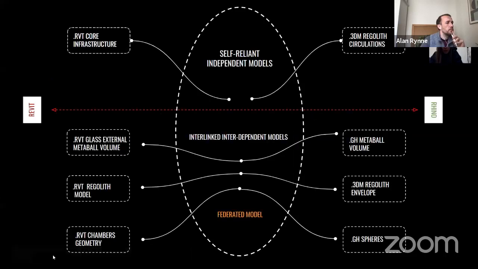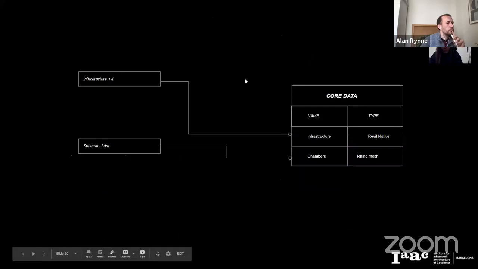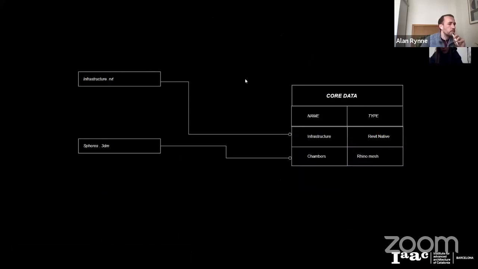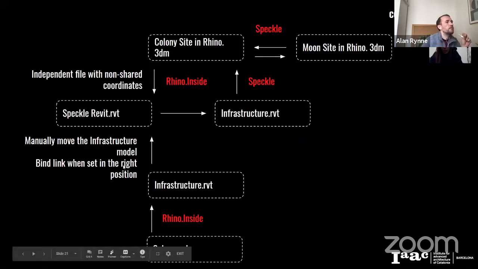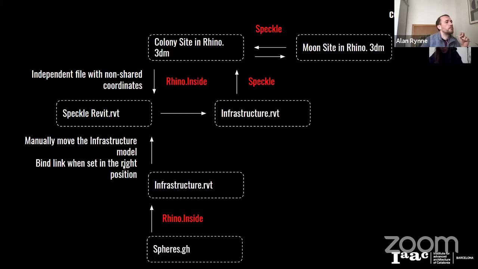We use a similar approach as for the outer regolith, so we send the data in a separate stream for the core and the spheres as well. We use Speckle in Revit to send the infrastructure. But there was an issue with coordinates, which was the main issue we faced when using Revit, Rhino.Inside, Rhino, and Grasshopper: there is no such thing as shared coordinates, especially on the Moon. We had to move our project north in Revit, and that created a big issue because all the geometry in Rhino wasn't picking up that movement.